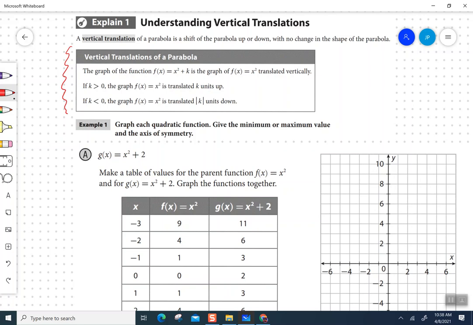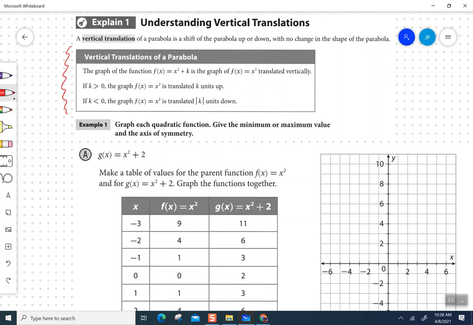Okay, so let me kind of paraphrase what it's saying. The graph of a function f of x is equal to x squared plus k is the graph of the function f of x equals x squared, which is the parent function. Remember, this is the one where nothing is being added, subtracted, multiplied, or divided to the x squared. Because now we are doing something with a k, we are doing a vertical translation.